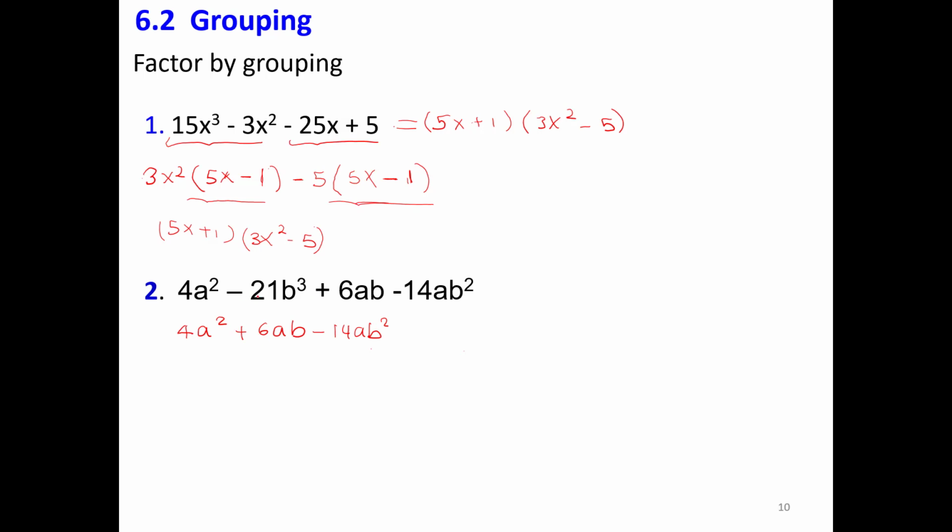This is negative 21b to the third. We will write the same term, negative 21b to the third. One thing I want you to take into account is we don't change the sign. This is positive, this is positive, this is negative, and the last one is negative. We just change the order. And now we will try grouping again to see if this time we get matched terms.